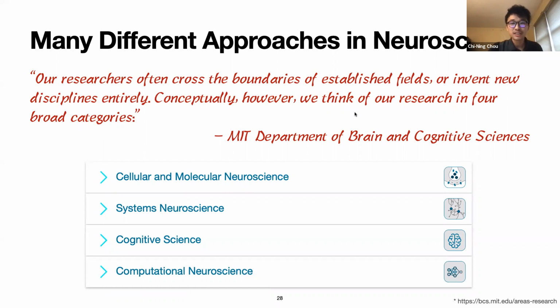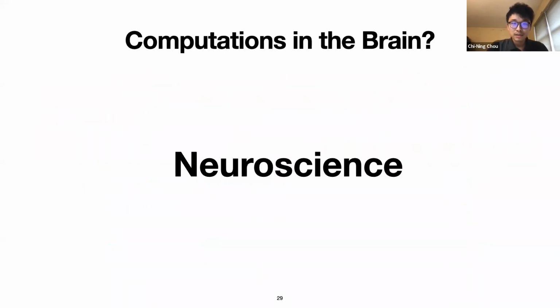So you can see in neuroscience, it's not only diverse levels, the approaches people use to study it should also be naturally very diverse. And then, what's the relation between computation and neuroscience? In particular, what do we mean by computation in the brain?